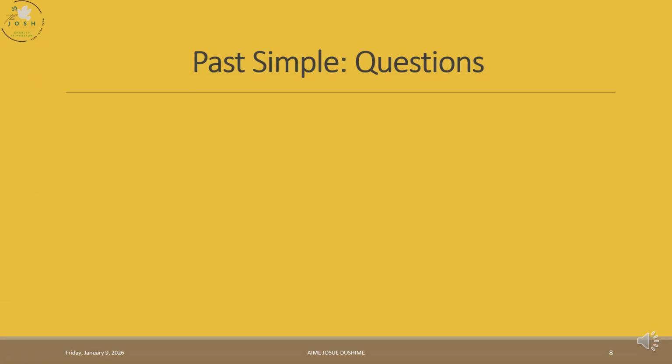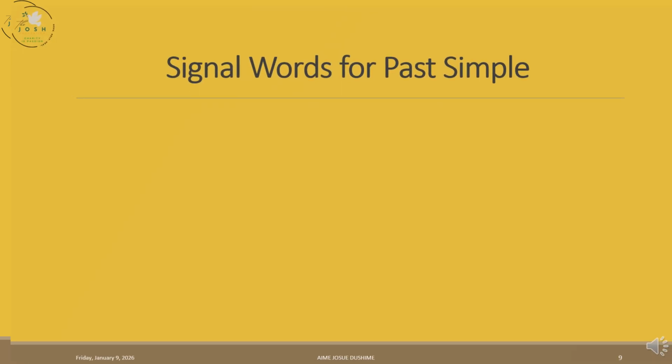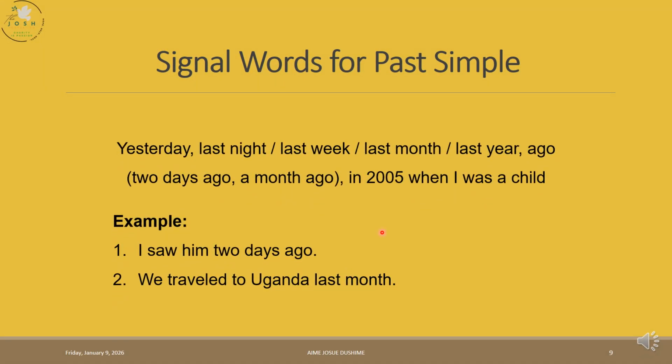When we go to the questions, it is simple. We just use did plus subject plus V1 and a complement. Did you watch the movie? Did she go to school? Did they enjoy the party? The short answer: yes, I did. No, I didn't. And the signal words that we use in past simple: yesterday, last night, last week, last month, last year, ago, 2 days ago, a month ago, a couple years ago, a couple days ago, a couple months ago. Remember, couple means two. In 2005, or when I was young, I saw him 2 days ago. We traveled to Uganda last month.